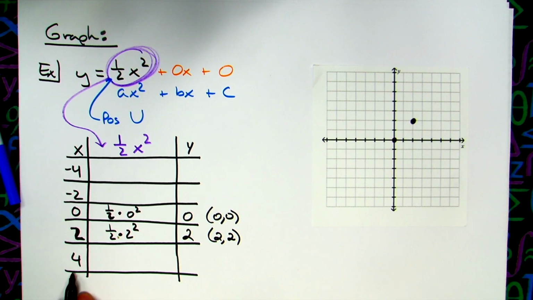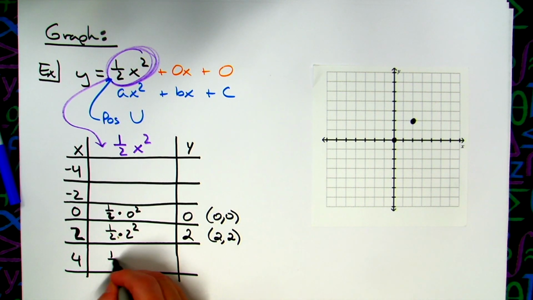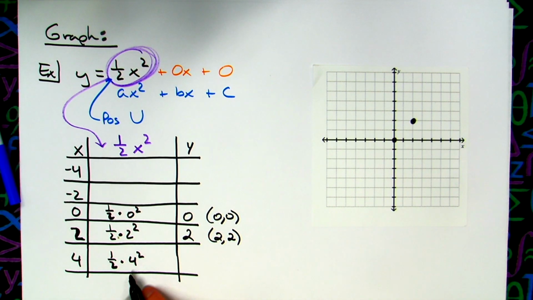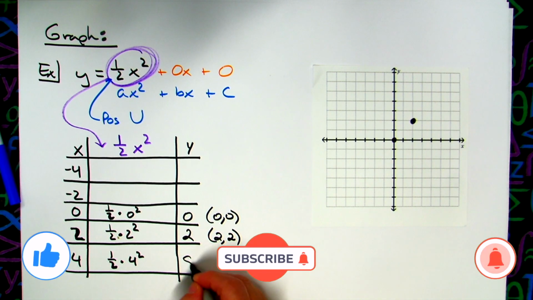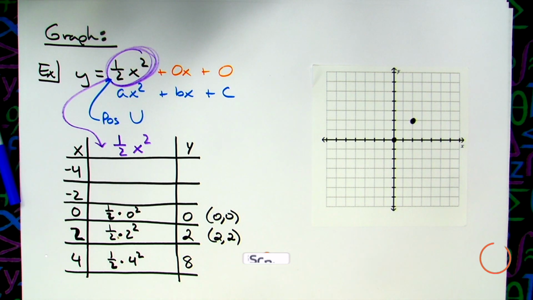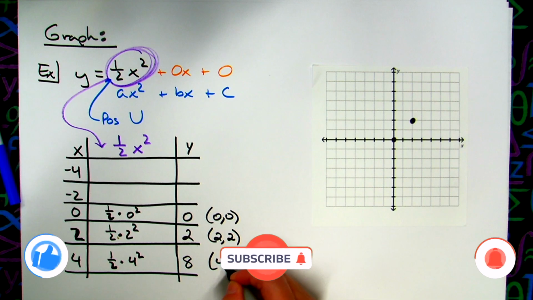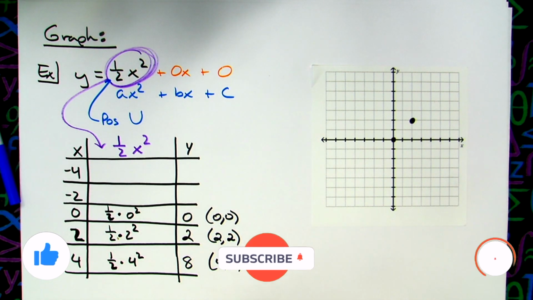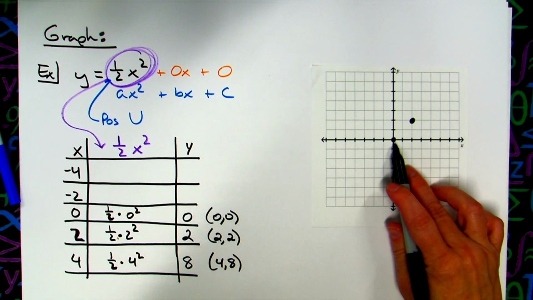Alright, let's go ahead and plug in 4. I'm going to let x equal 4, so I'll have 1/2 times 4 to the 2nd power. 4 to the 2nd power is 16. 16 divided by 2 is 8. So then that's going to give me (4, 8). And we'll see if it fits on the graph paper. So I'm going to start at the origin and plot the point (4, 8).